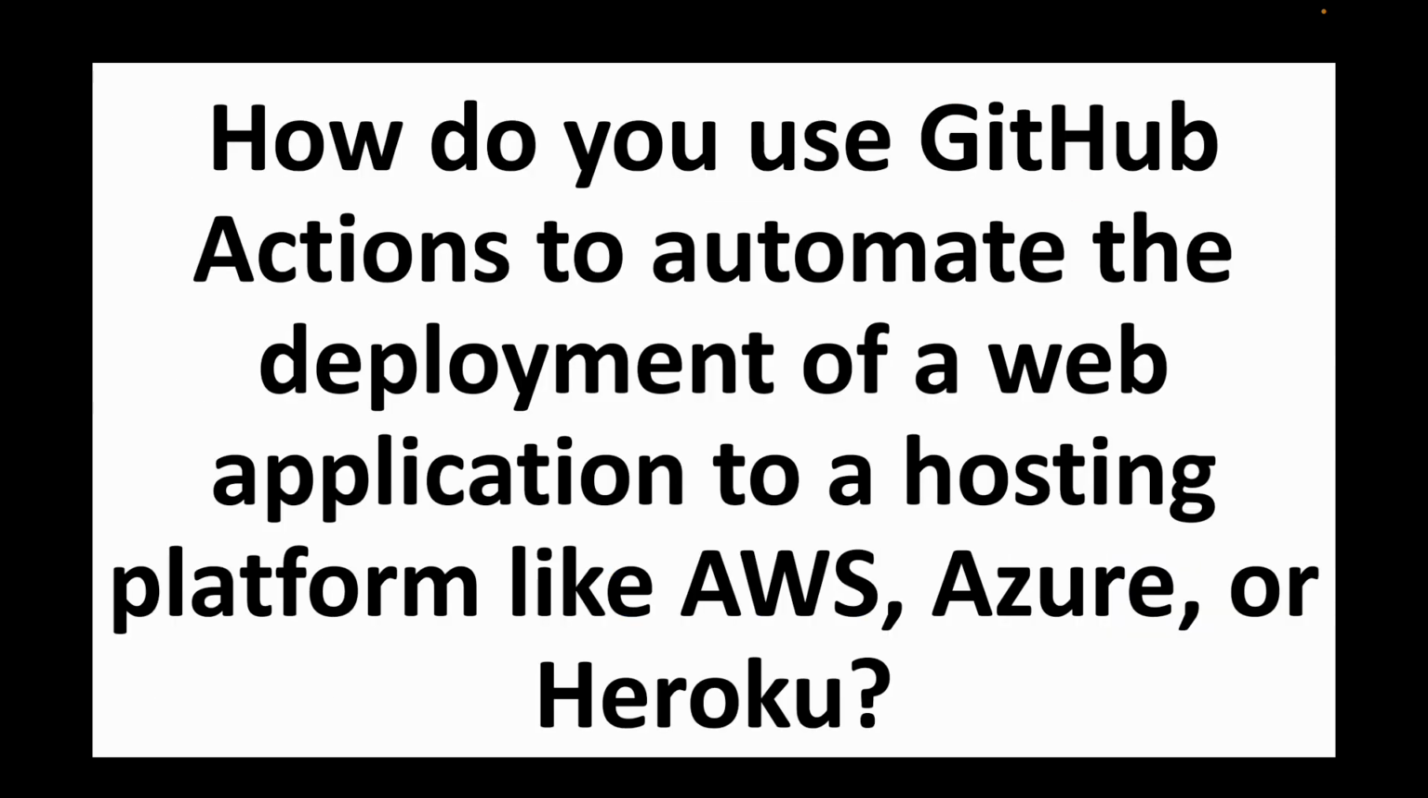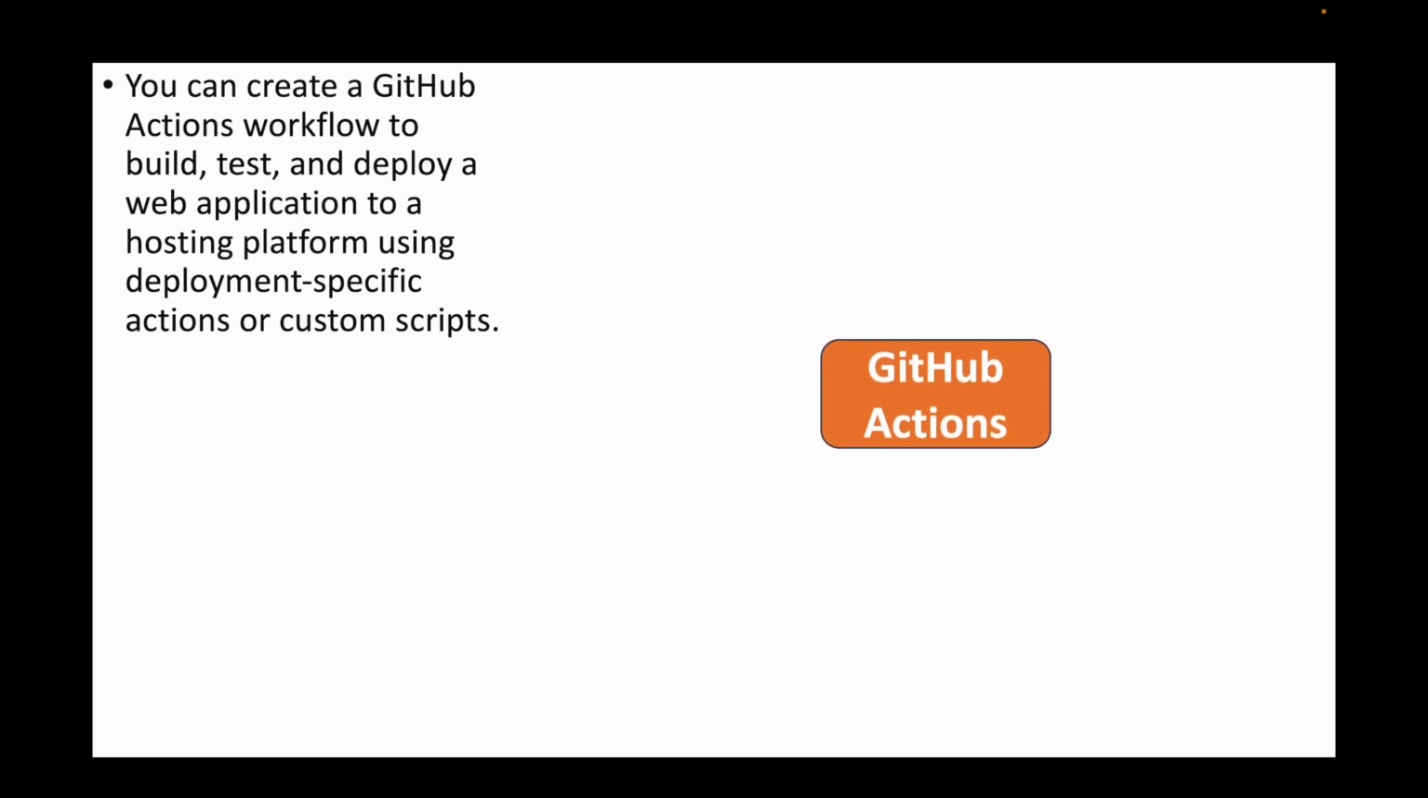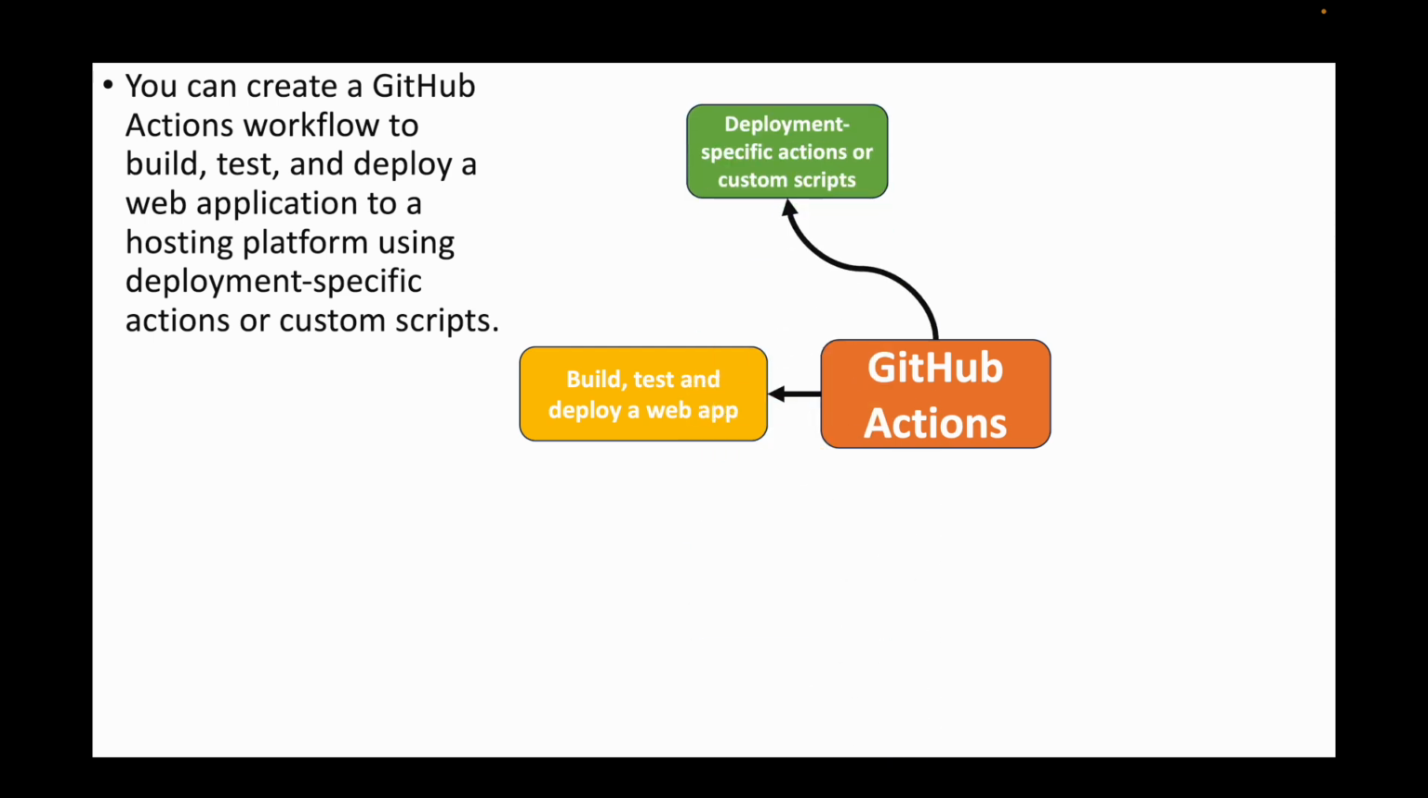The next question we have is, how do you use GitHub Actions to automate the deployment of a web application to a hosting platform like AWS, Azure, or Heroku? So for this, we can make use of GitHub Actions. So we can create a GitHub Actions workflow where we will be doing a build, testing, and also deploying our web application to any of the hosting platforms.